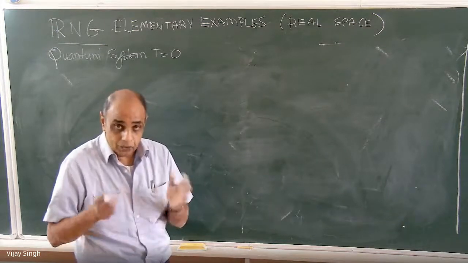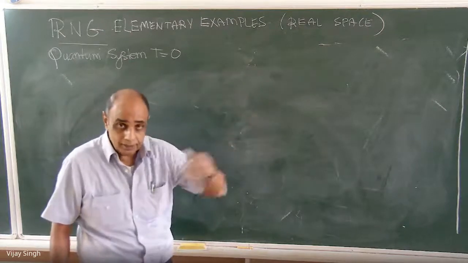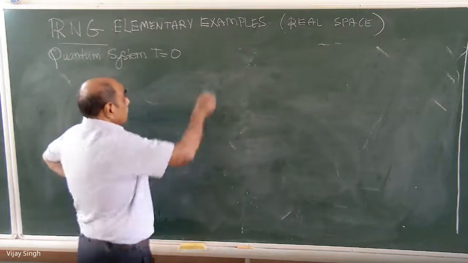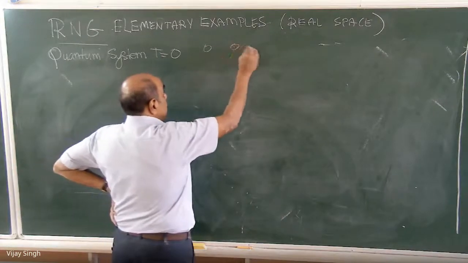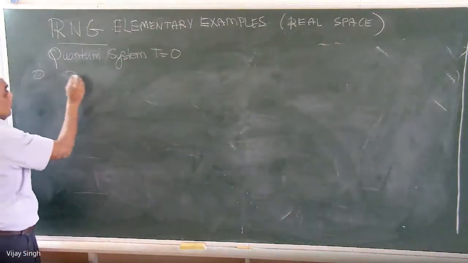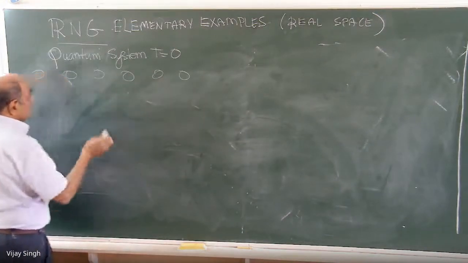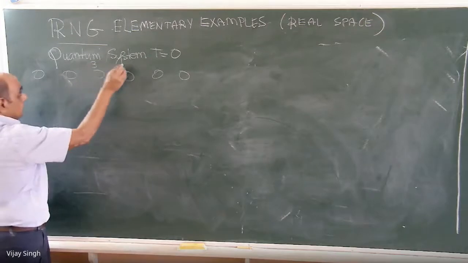I will not put disorder as yet, but I will just tell you how the procedure works for an ordered system. So I have 1, 2. Well, the picture is on this side. 1, 2, 3, 4, 5, 6. This is 3. This is 4.